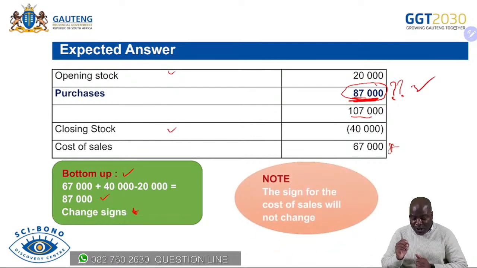Now, note the sign for the cost of sale will not change. That's very, very crucial. The sign for the cost of sale will not change. So everything else, the sign changes, but that of cost of sales will not change, which means it will always remain positive. So remember that, boys and girls. If you remember that, you are going to be working with all the marks from any paper you're going to be sitting in any examination.